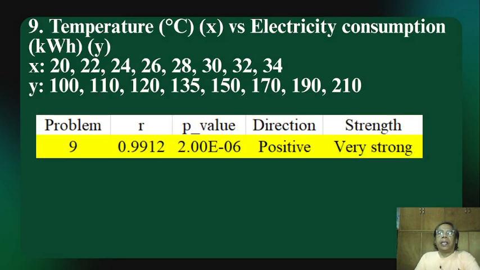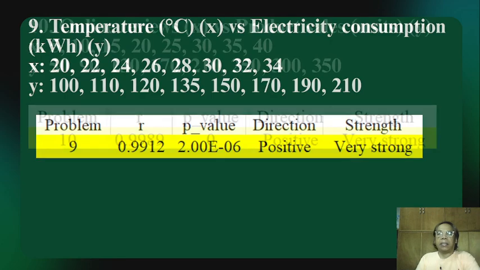Number 9, the temperature in degrees centigrade, X versus electricity consumption in kilowatt hour, and that is our Y. So those are the values of our X and Y. Using Excel, R is 0.9912 and the direction is positive. The strength is very strong. So we have p-value 2 times 10 raised to negative 6.